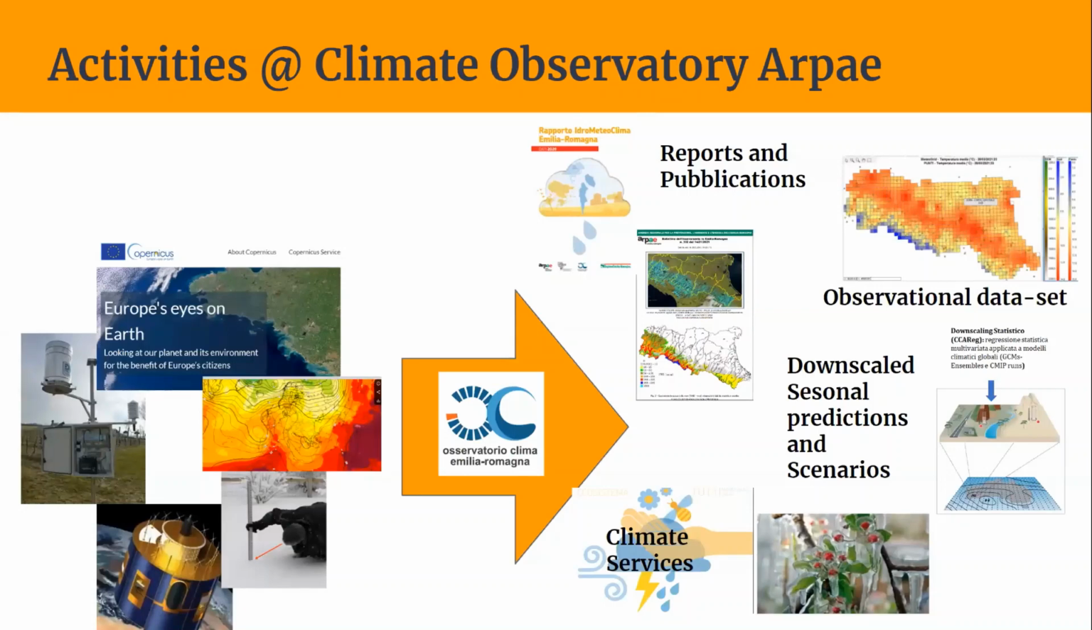All our products are produced using surface observations, crowdsourcing observations, satellite observations, all Copernicus products and ECMWF forecasts combined together in order to produce climate services, downscaled predictions, and observation analysis, and to reach our users, institutional and local administration, with reports, publications, but also forecasts and climate services.